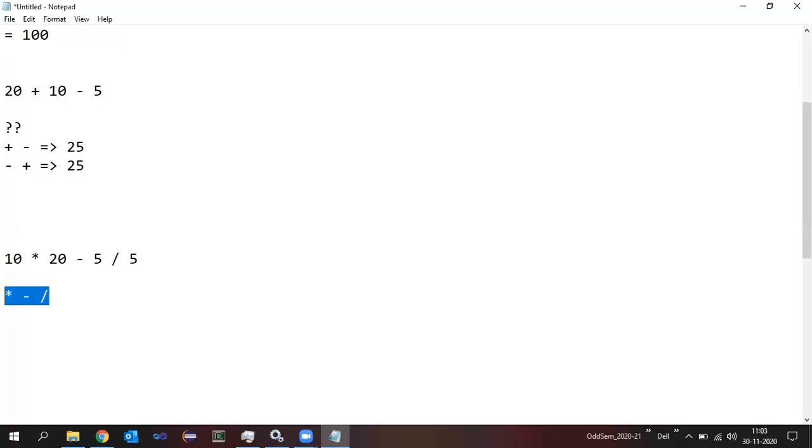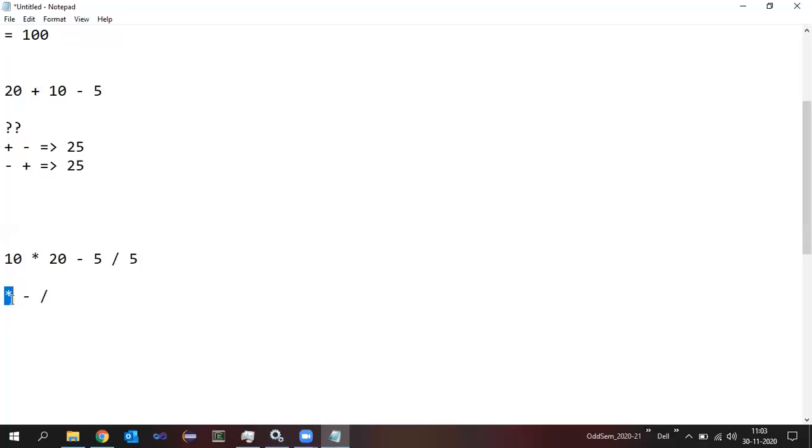Now, among these, are there any operators which have the same precedence? Yes, we do have. Multiplication and division are both having the same priority. If there are any operations of the same priority, in which direction do we need to do them? Is it from left to right or right to left? We have to do it from left to right.